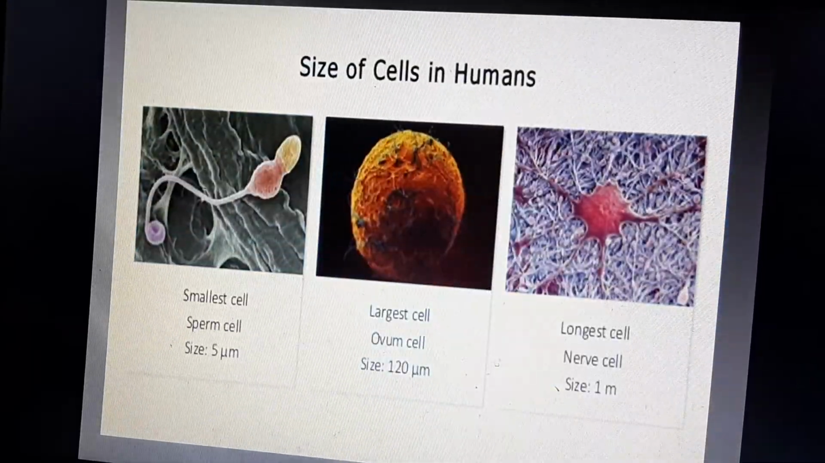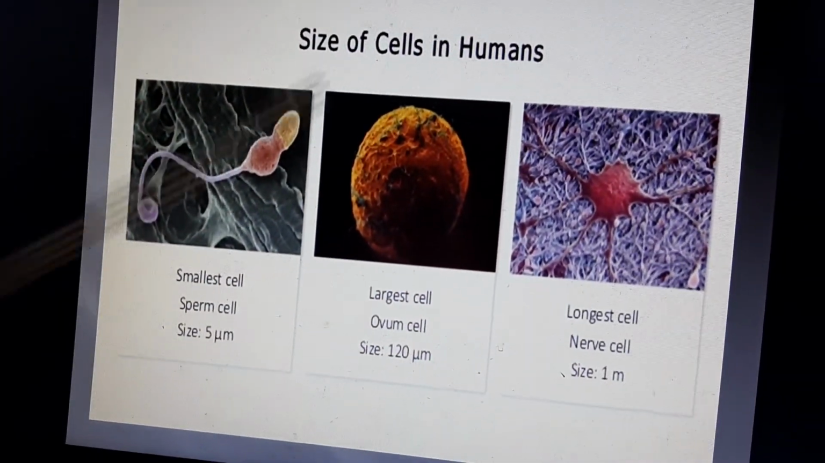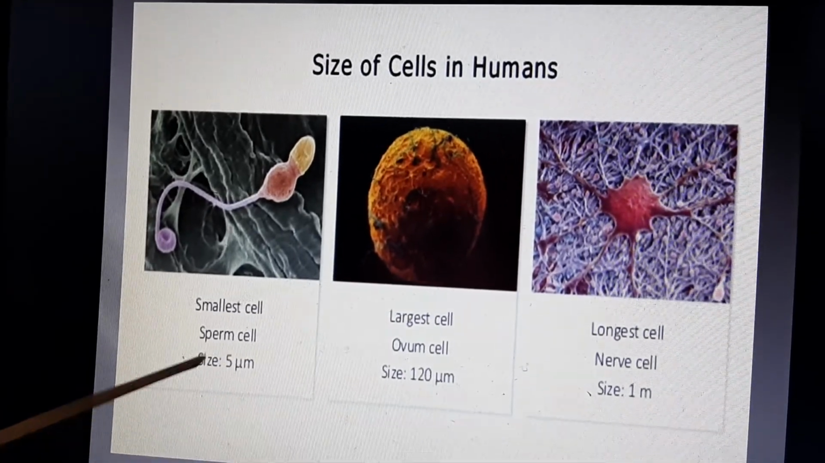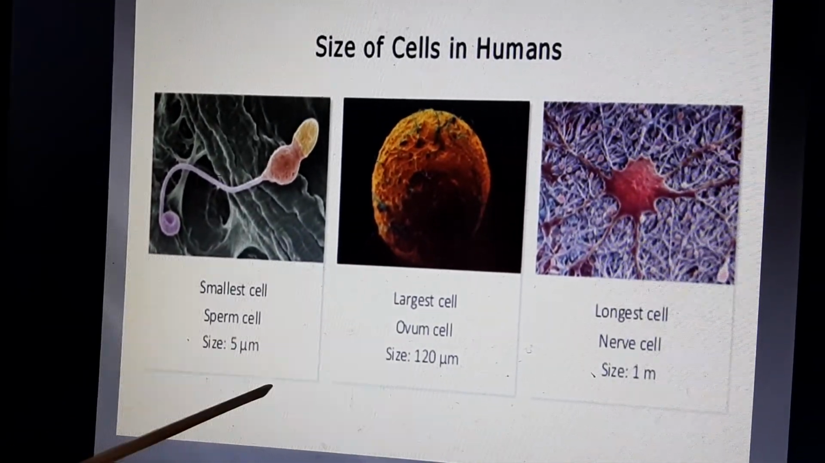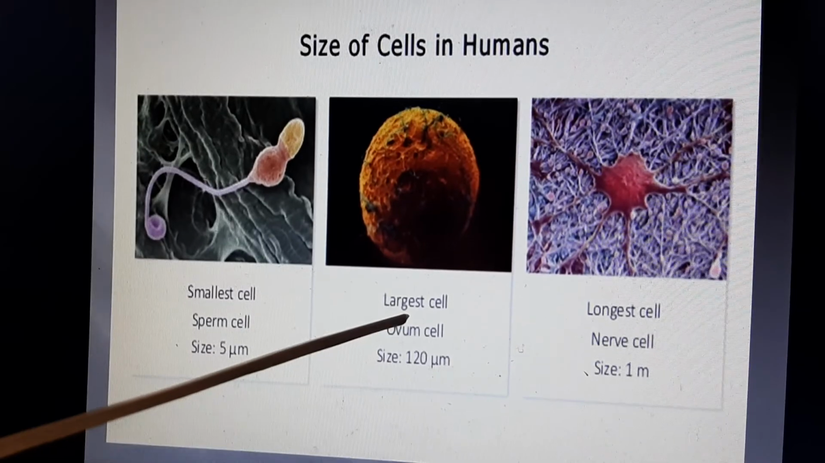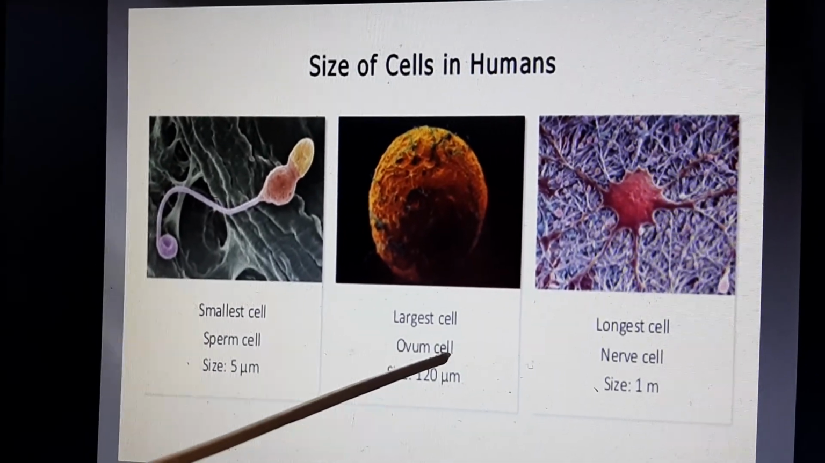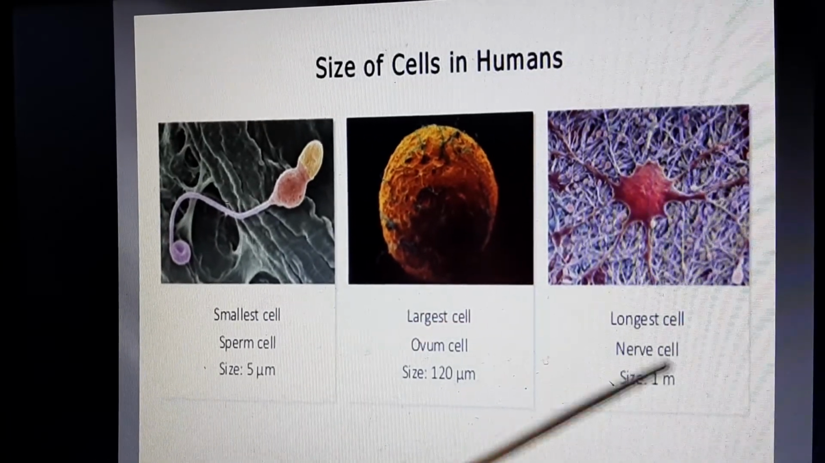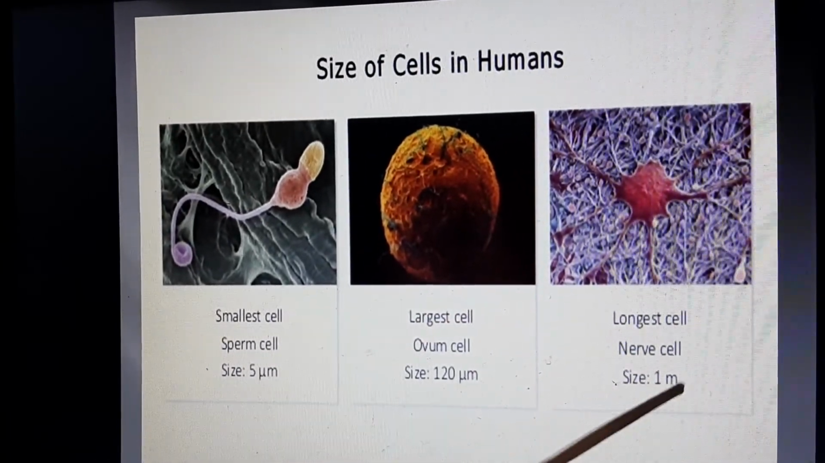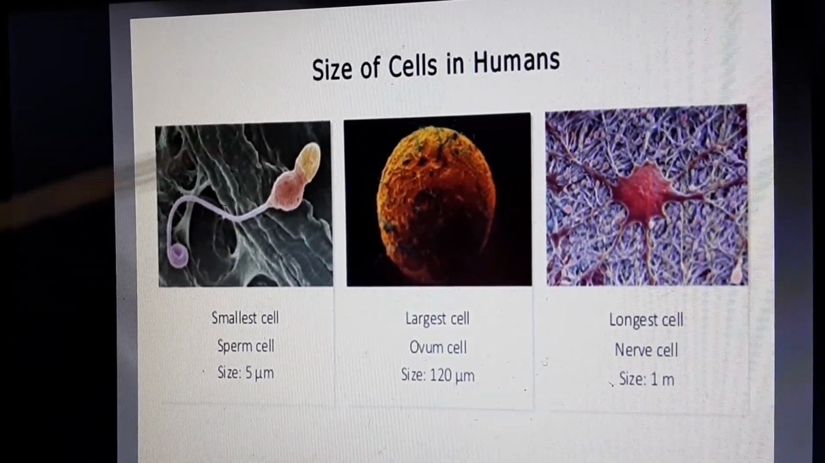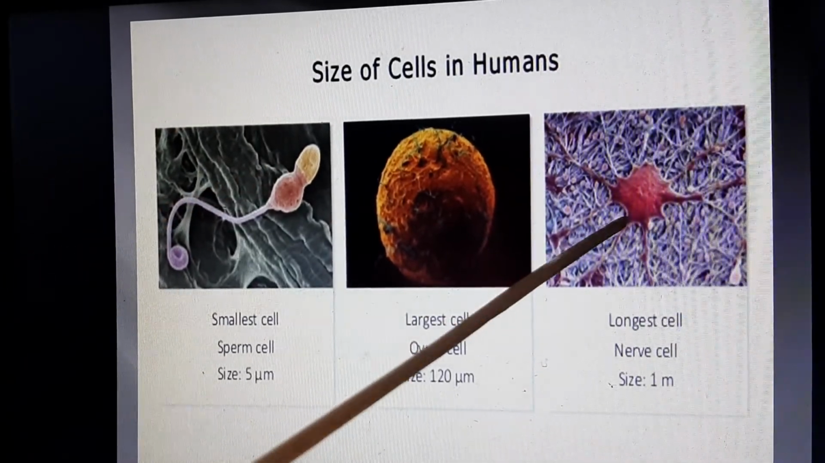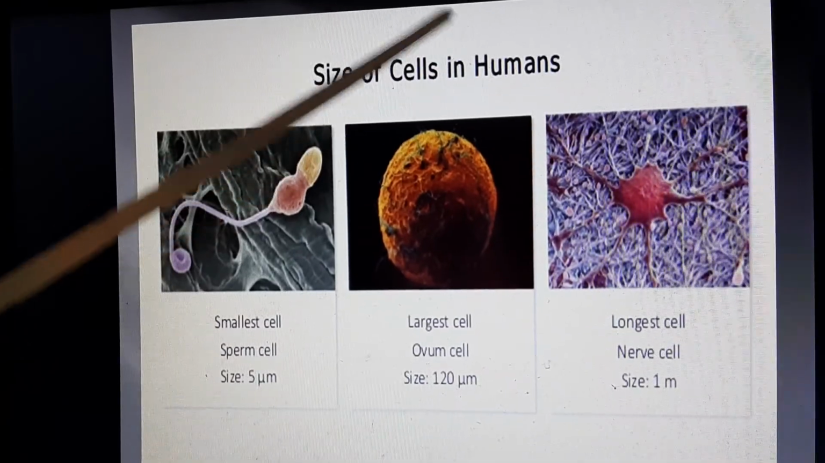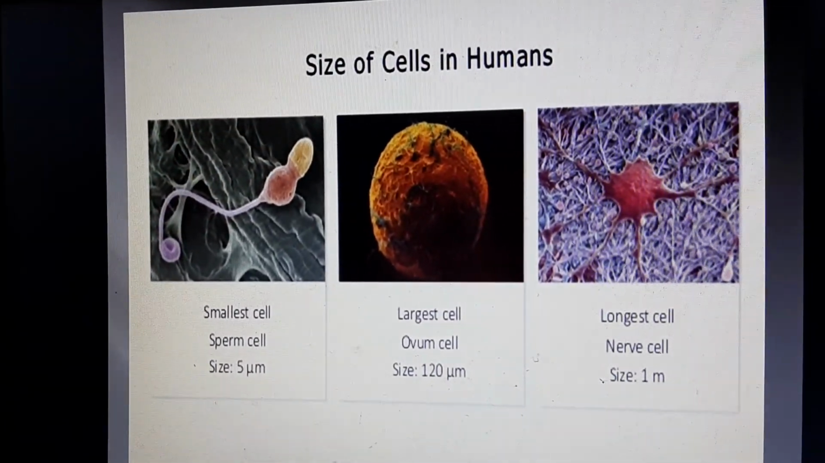Okay. Size of cells in humans. Once you observe the smallest cell, it is called the sperm cell, and size is 5 micrometer. Largest cell is the ovum cell with size 120 micrometer. Longest cell is the nerve cell. Its size is 1 meter. So students, once we observe from smallest to longest cell, you can see the variation in the sizes of these cells in humans.